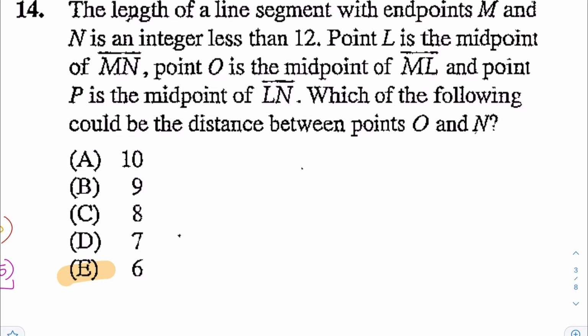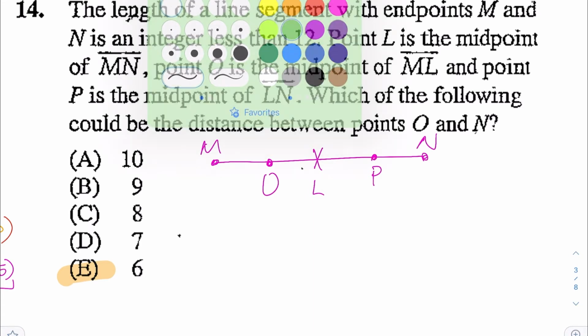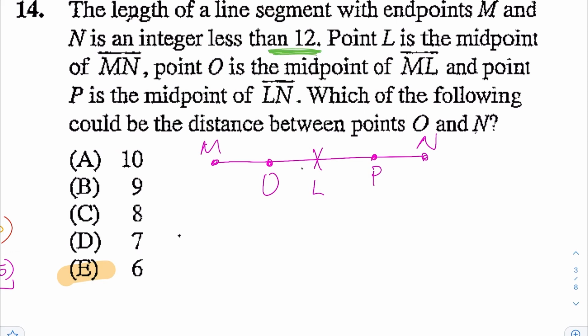So you have a line segment with M and N. And it's an integer less than 12, so it's shorter than 12. Now L is the midpoint here, and then O is the midpoint of ML. And then finally P is the midpoint of LN. Now, what could be the distance between O and N? Well, here it has to be less than 12. So just pick a number less than 12. Let's say 10. So this whole piece is, well, actually it's split into 1, 2, 3, 4 pieces.